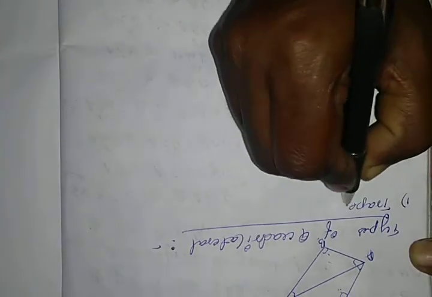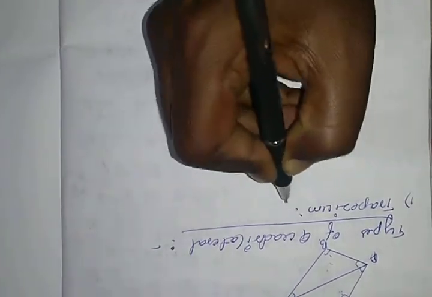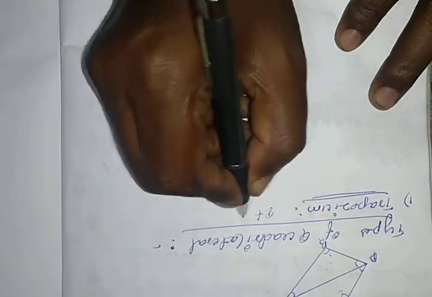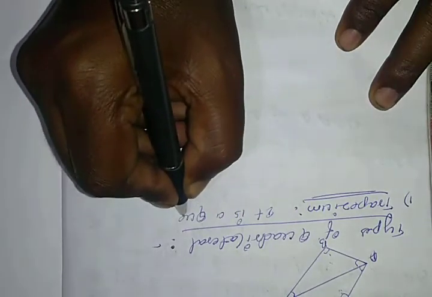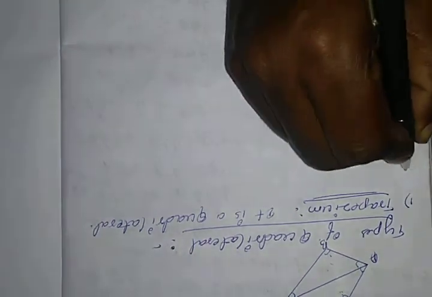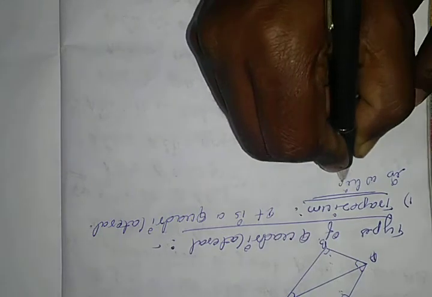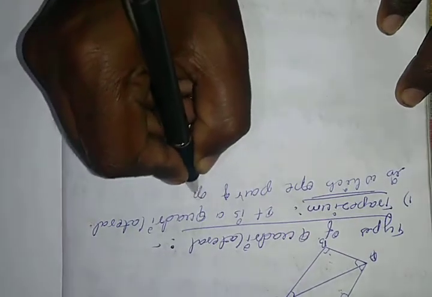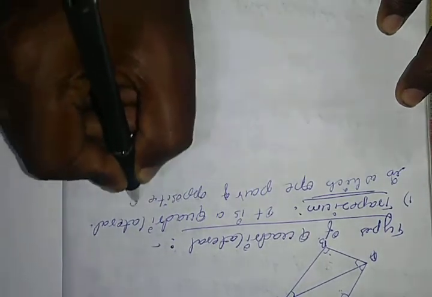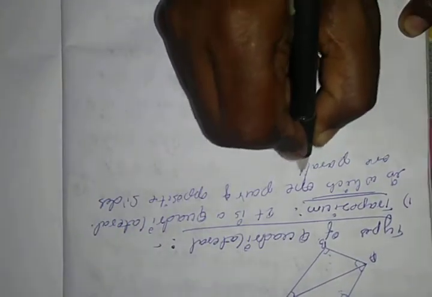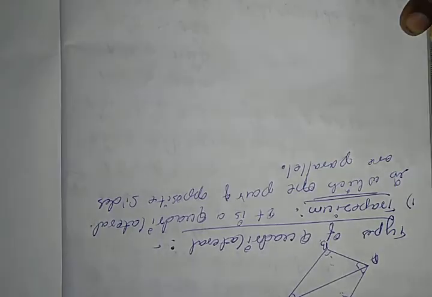First one is trapezium. What is the definition of trapezium? It is a type of quadrilateral in which one pair of opposite sides are parallel. One pair of opposite sides are parallel, that is a trapezium.